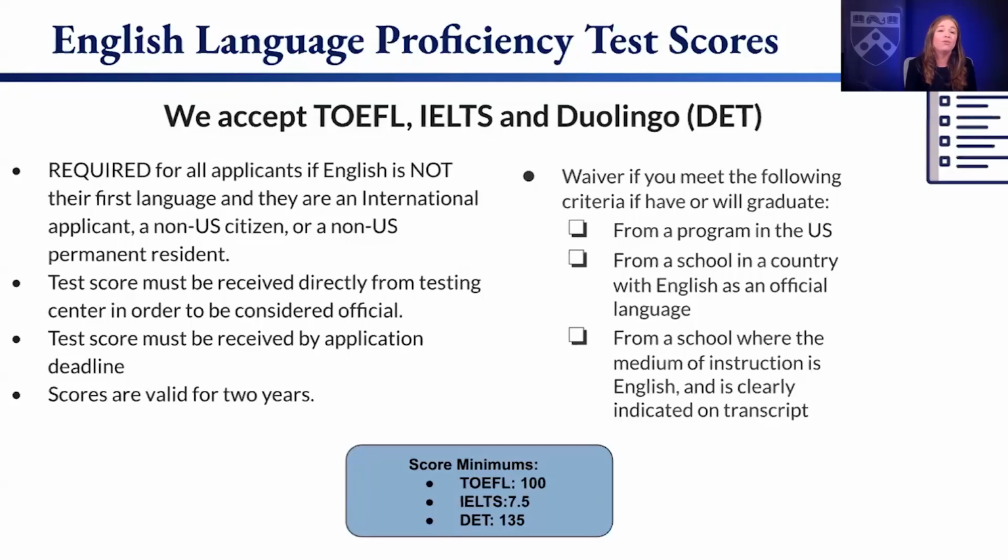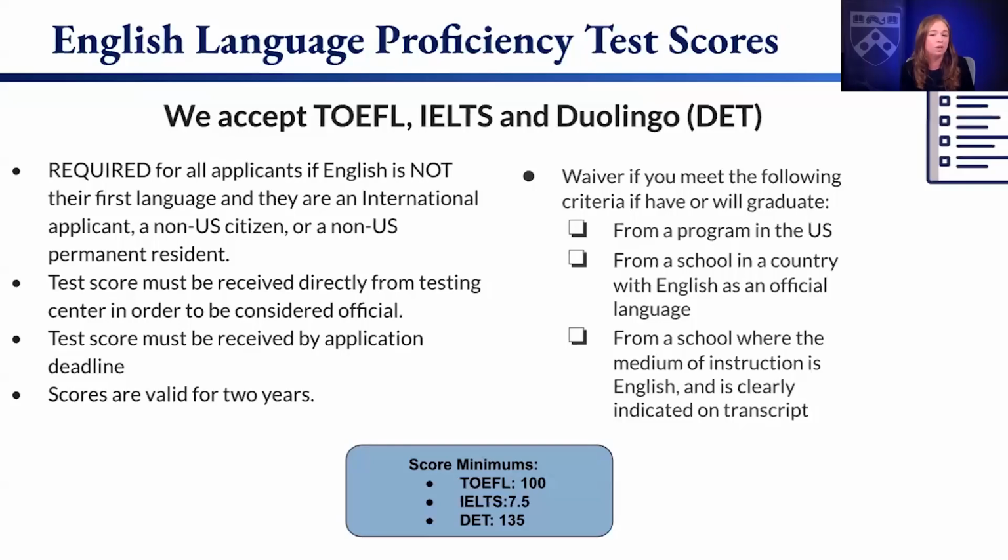We do accept now 3 options though, TOEFL being the one that was formerly the only option, but we now in addition accept IELTS and the Duolingo test. And you can see our score minimums there as well. Now, these do need to, again, be received by the application deadline, and scores are valid for 2 years. They do need to be received directly from the testing center. It would be, for example, ETS for one of them, but it needs to come directly from that testing center.